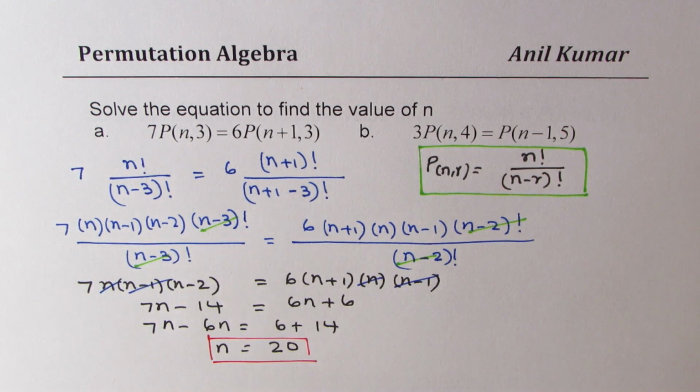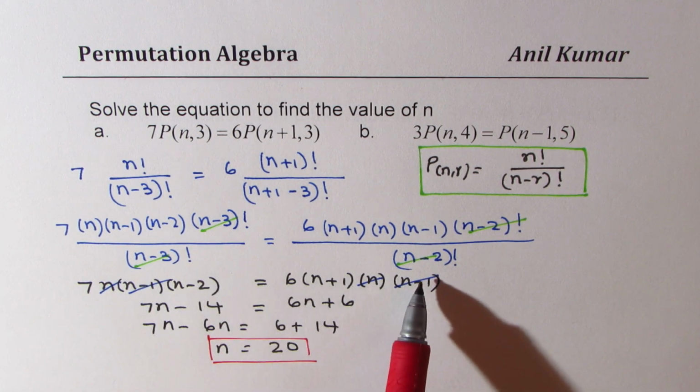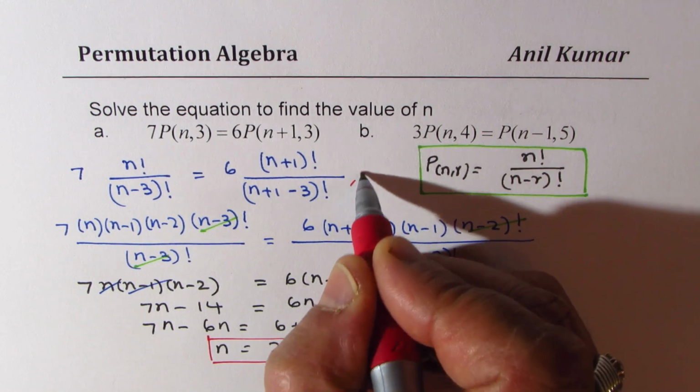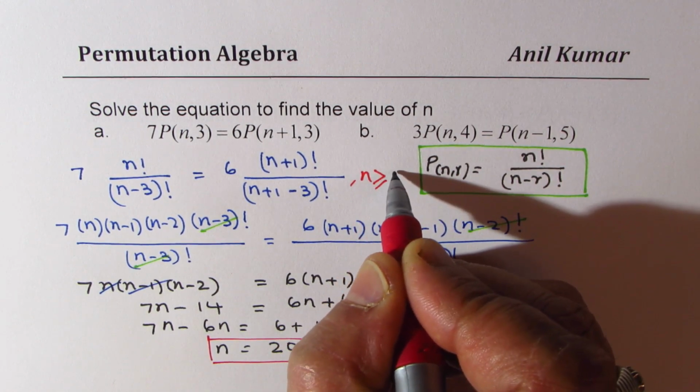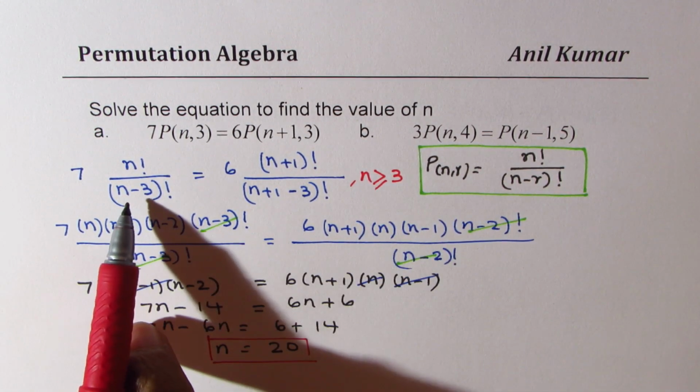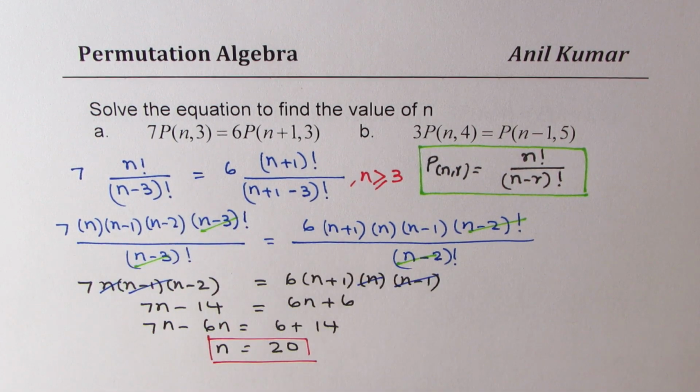You can adopt the same strategy, do part B yourself. Critical thing to note here is that looking into both these equations, the value of n should actually be greater than or equal to 3, right? Because otherwise, we'll have something negative which cannot be written in factorial form, right? Our answer is greater than or equal to 3, so it's the right answer.